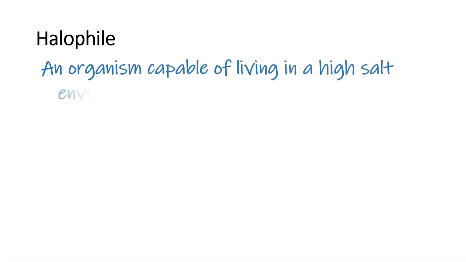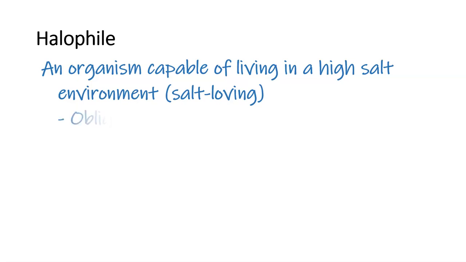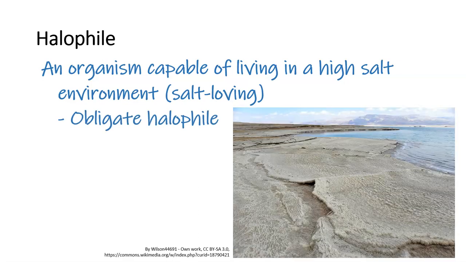Some organisms are uniquely adapted to living in high salt environments. These organisms are known as halophiles. The term halophile comes from the Greek word for salt-loving. Often these organisms actively increase the amount of solute in the cytoplasm to compensate for the high salt extracellular environment. An obligate halophile must live in a high salt environment in order to survive. These organisms are often found in environments like the one pictured here, which is the Dead Sea, or the ocean.